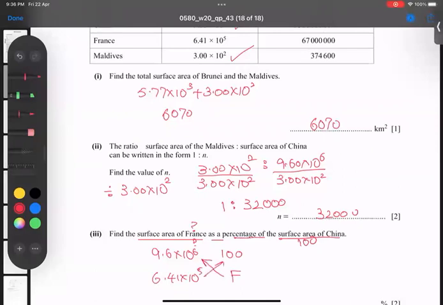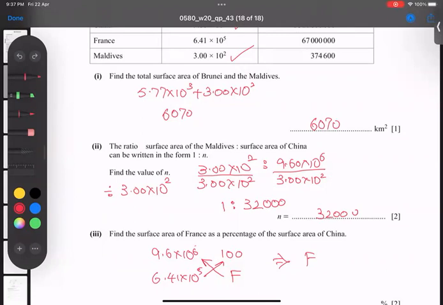So just cross multiply. Our second method, we have another one. I think this is a convincing way. So if I cross multiply, the answer turns out to be, I'm going to calculate, this multiplied with 100 and then divided by the other one. So 6.41 into 10 to power 5, times 200, divided by 9.6 into 10 to power 6.